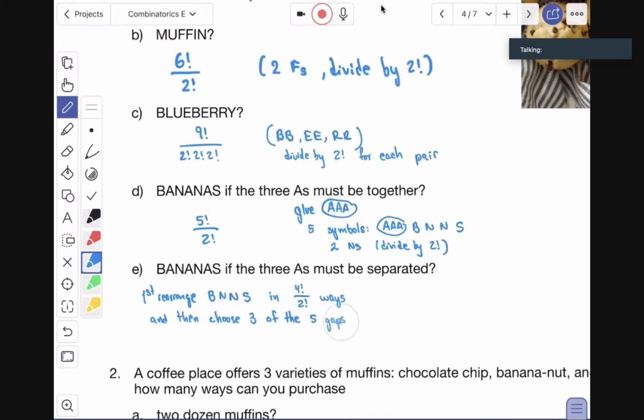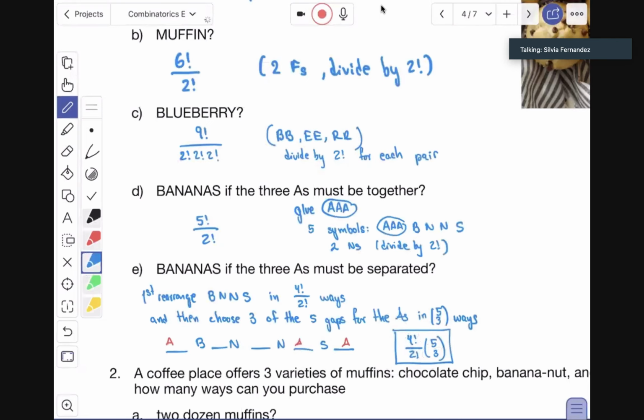gaps for the A's. So I have some permutation of B, N, and S. They don't have to be in this order. That's why we're multiplying by 4 factorial over 2 factorial. And so we just choose 3 of these for the A's. I have an A here, an A there, and an A there, and then I'm sure that they're completely separate. So your answer here is 4 factorial over 2 factorial times 5 choose 3. That's one possibility.